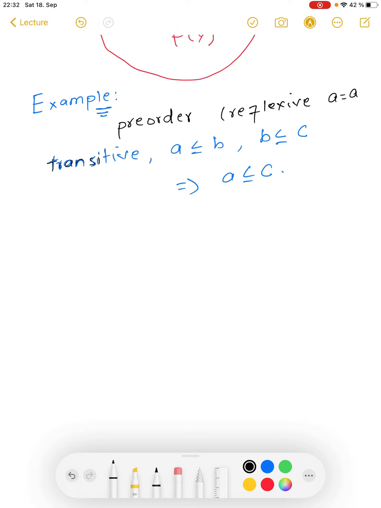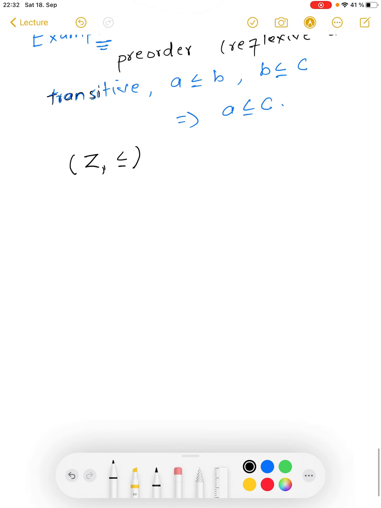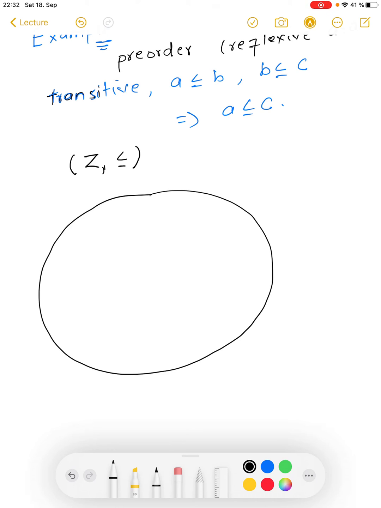So what is an example of a pre-order? An example of a pre-order is this: the set of integers with this relation. This is an example. For example, if you take this category, you can consider it as a category in which the objects, we say this is the category, and which category?